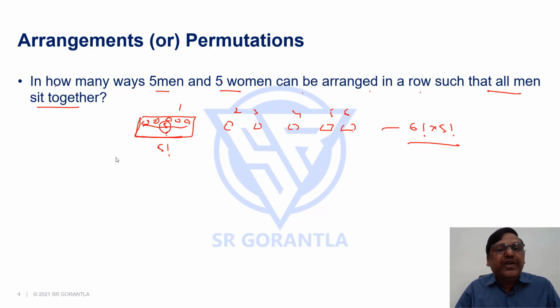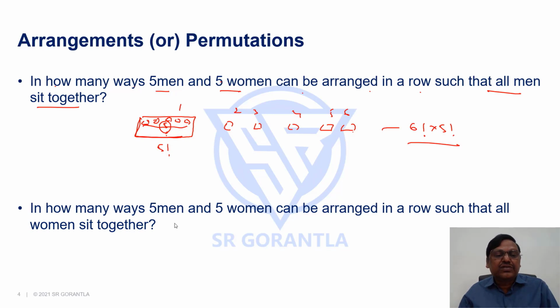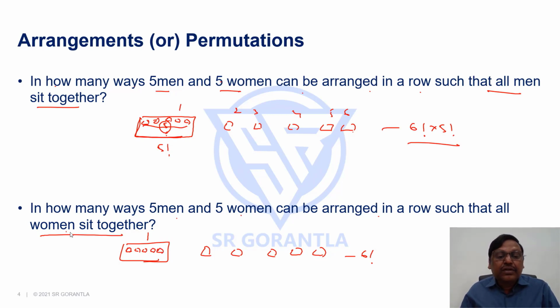Now, the same thing we can say for women sitting together also. In how many ways can 5 men and 5 women be arranged in a row such that all women sit together? It means all women belong to one group, one unit, and 5 men will be 5 different units. In total we have 6 units. 6 units can be arranged in 6 factorial ways. As I said, though these 5 women are together, they can be arranged among themselves in 5 factorial ways. So my answer is 6 factorial into 5 factorial.